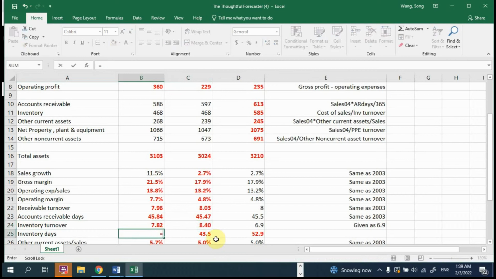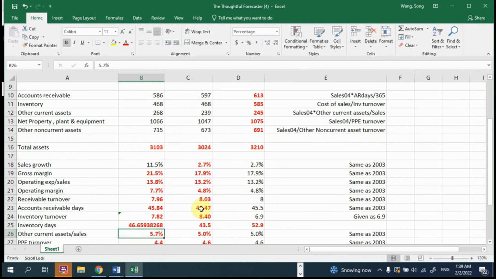So the inventory days is 365 divided by this inventory turnover, and that is telling us how many days it takes for us to replace our inventory once. So we used up our inventory and fill it with the same amount of new inventory, so that's one process. And that process is going to take 46 days or 43 days depending on the year.